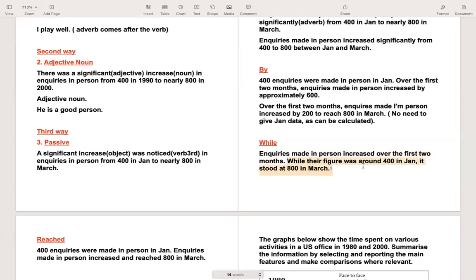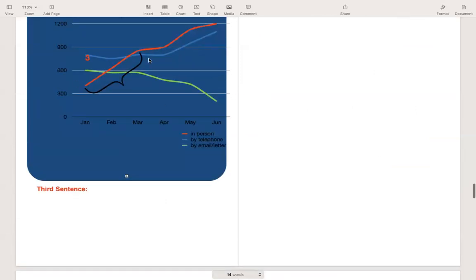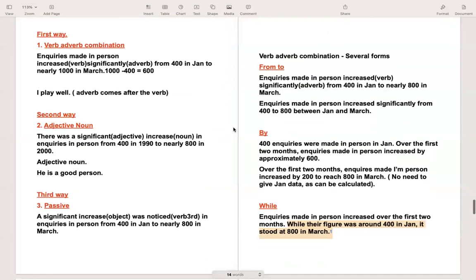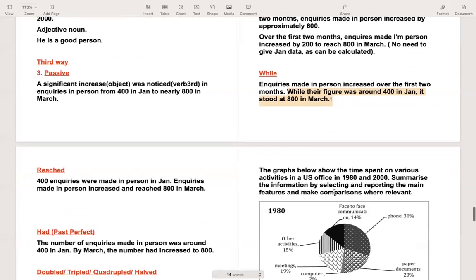I'll say in the first year, it was this. And in the last year, it was this. For example, inquiries made in person increased over the first 2 months, right? They increased. I'll make simple sentences. In the first month, it was 400, while in March, it was 800. So that's another way I do it. While their figure was around 400 in Jan, it stood at 800 in March. So that's another way I make this same sentence, so you don't end up repeating.